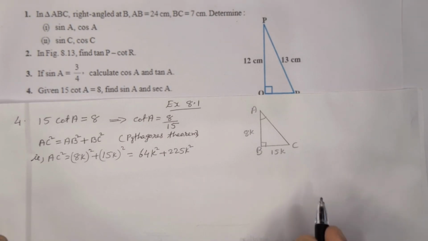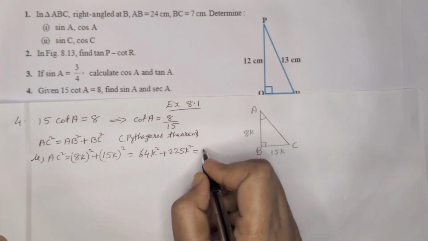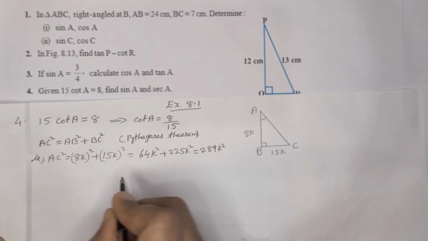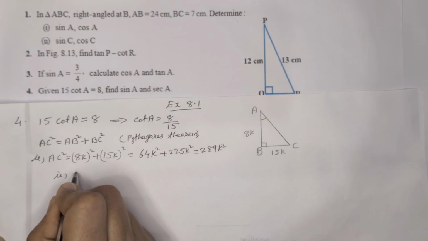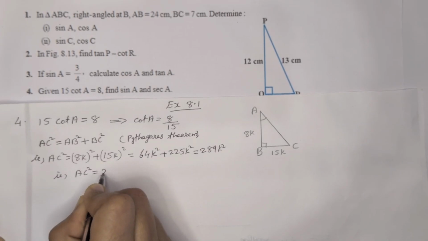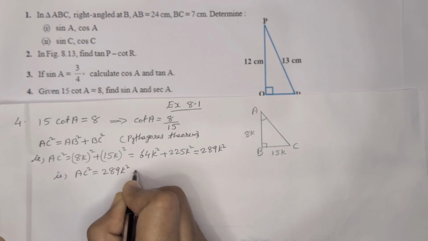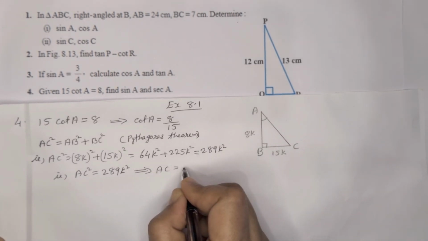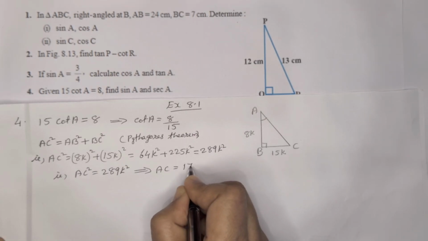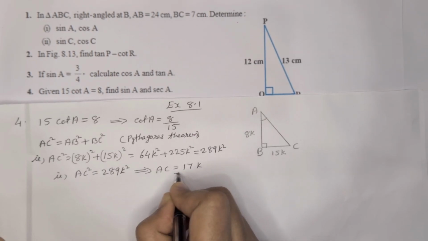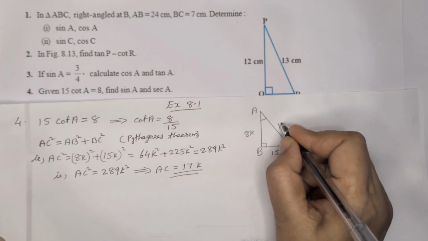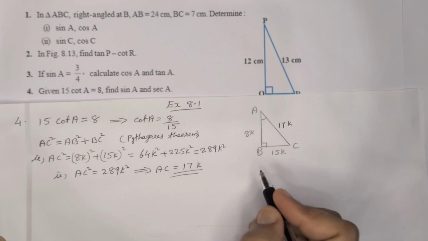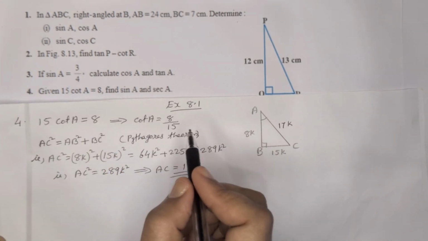So 64k square plus 225k square is equal to 289k square. That is, AC square is equal to 289k square, which means AC is equal to the square root of that. Square root of 289 is 17, k square is k. So AC is equal to 17k. Hypotenuse we got is 17k. Now all three sides are here, then we can find any of these ratios according to the question.